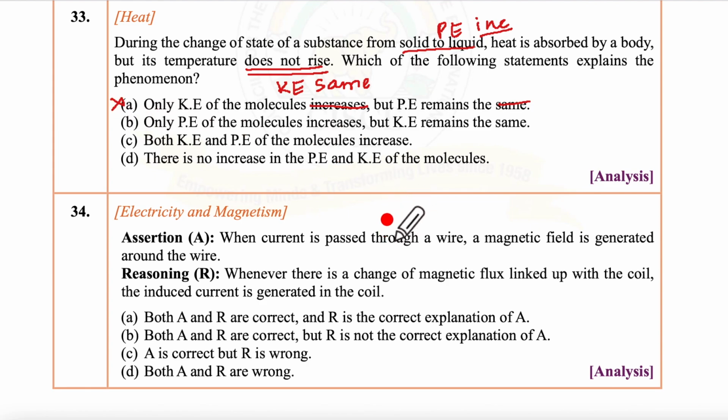So the first option is wrong. Only potential energy increases? Yes, kinetic energy remains the same is correct. Let us see option C. Both K and P increase? No, kinetic energy does not increase. There is no increase in PE as well as K. This also is wrong. So the correct option is B.